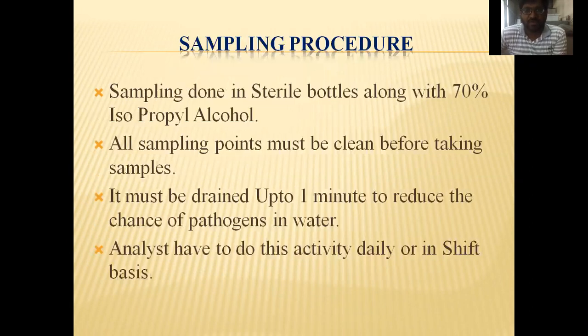If we want to do microbial analysis, we have to do the sampling first. For sampling, analysts should know all rules and regulations regarding good manufacturing processes and water sampling. Water sampling is done in sterile bottles along with 70% isopropyl alcohol. Your bottle should be sterile before sampling. All sampling points must be cleaned before taking samples, and drained for up to 1 minute to reduce the chances of contamination or pathogens in water. Analysts have to do this activity on a daily or shift basis.